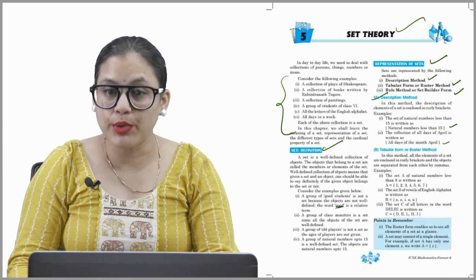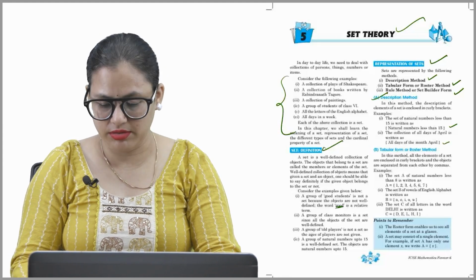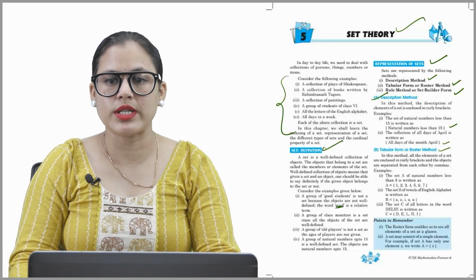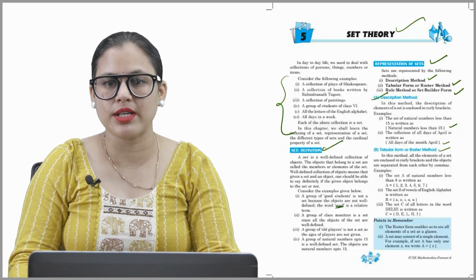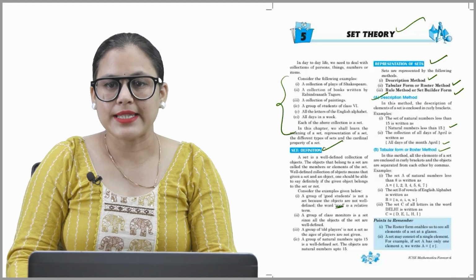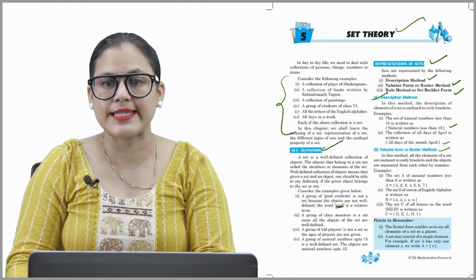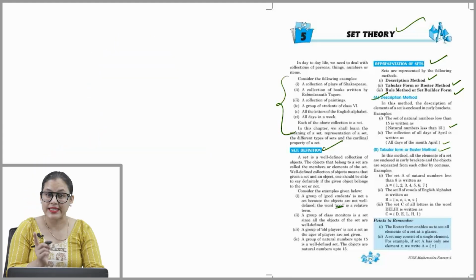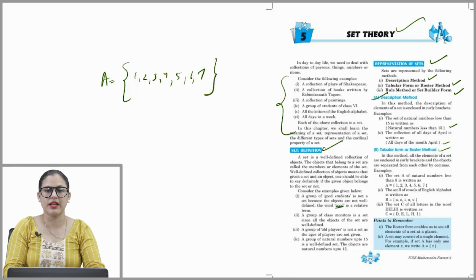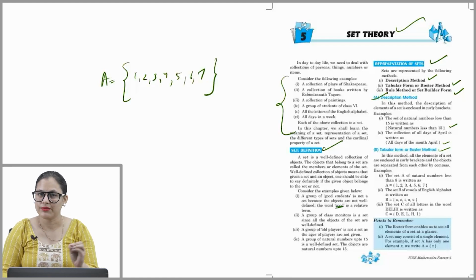Number 2 is tabular form, or you can say roster method. In this method, all the elements of a set are enclosed in curly brackets and the objects are separated from each other by commas. Example: the set A of natural numbers less than 8 is written as A = {1, 2, 3, 4, 5, 6, 7}. These are the natural numbers which are less than 8.